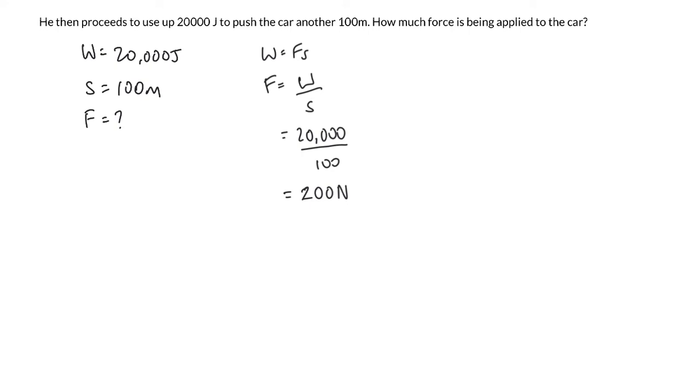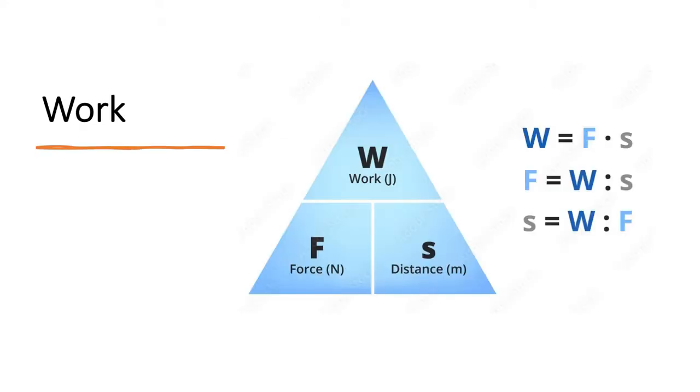Right, let's have a look at the next slide. This is the triangle that you can use, and these are the variations of that equation. I would write it as F is equal to W over S, or S is equal to W over F. If you remember this triangle, or if you can remember it from that one there, then you will be able to rearrange that equation.